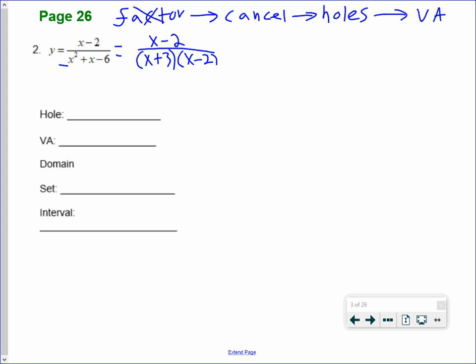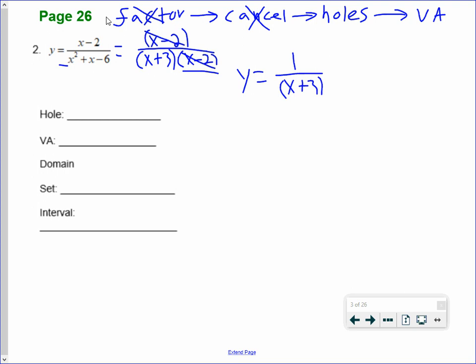Next thing we're going to do is see, can we cancel anything else? And we see we have the same factor here, x minus 2 on the top and x minus 2 on the bottom. So we can cancel both of these out. And when we do, we're left with y equals 1 all over x plus 3. Okay? So we canceled everything out, so we're done with that.